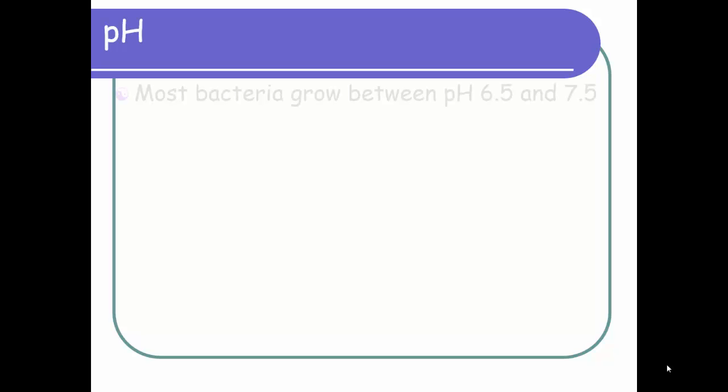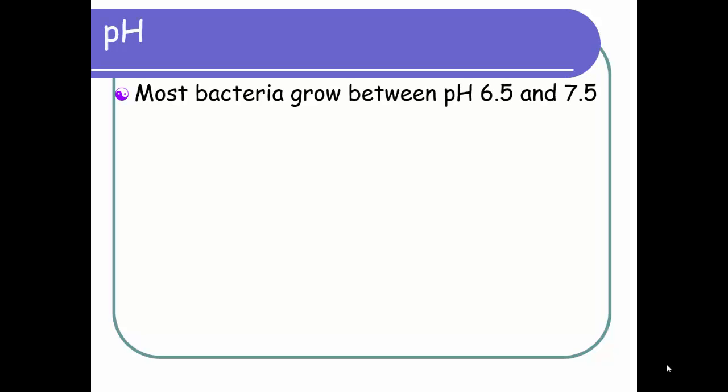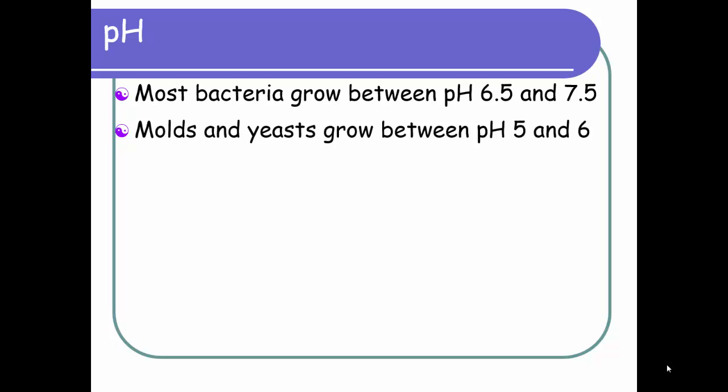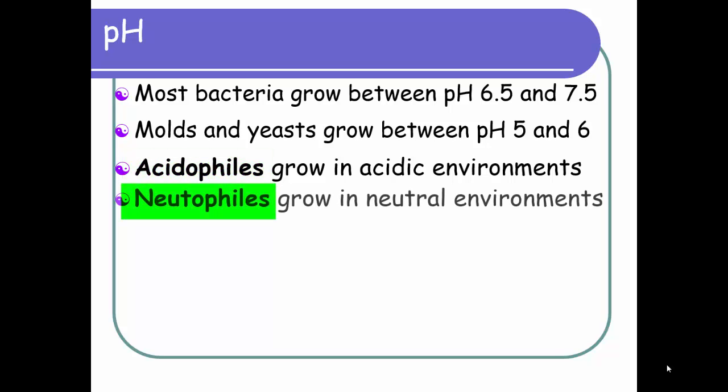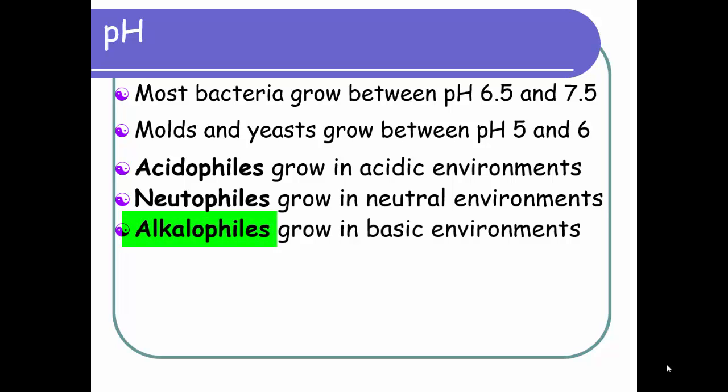pH also plays a role in growth. Most pathogenic bacteria like to grow between the pH of 6.5 and 7.5. Why? Molds and yeast grow a little bit more on the acidic side, about 5 to 6. Acidophiles can grow in acidic environments, anything lower than pH 7. Neutrophiles like to grow at around pH of 7. And alkaliphiles tend to grow in basic environments greater than 7. So pathogens for us would be in which category, do you think?